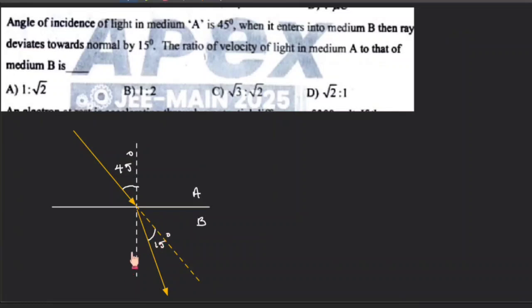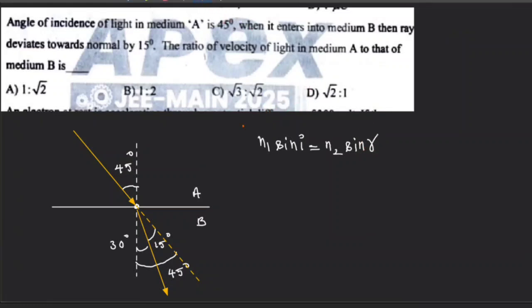The total is 45 here. Therefore the angle of refraction is 30 degrees. Now what do you have to calculate? The ratio of velocity of light in medium A to that in medium B. If I apply Snell's law here, N_A sin 45 will be equal to N_B sin 30. Let me write Snell's law first: N1 sin i is equal to N2 sin r, that is Snell's law, right?